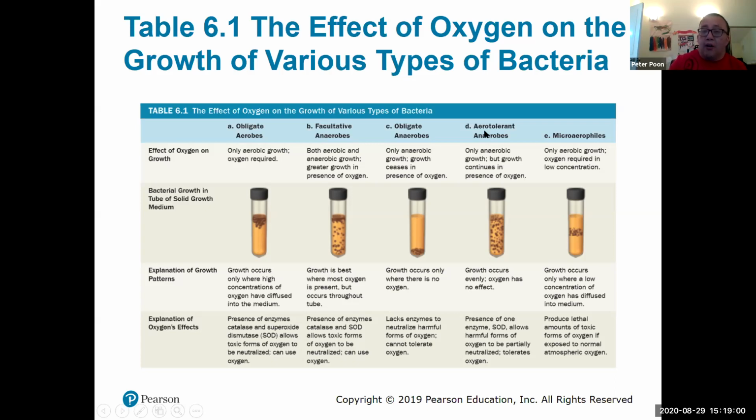Aerotolerant anaerobes do not use oxygen at all, but they don't care that it's there. They literally just don't care, so they grow evenly throughout the vial.